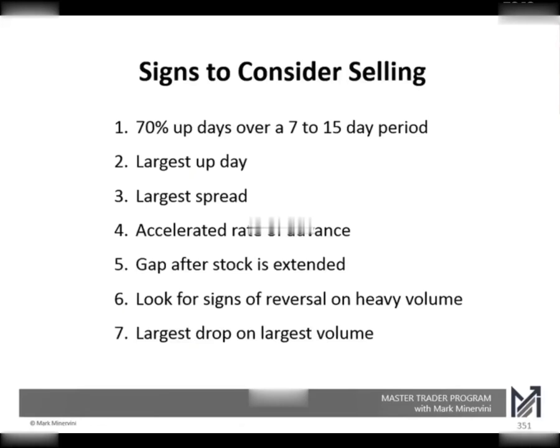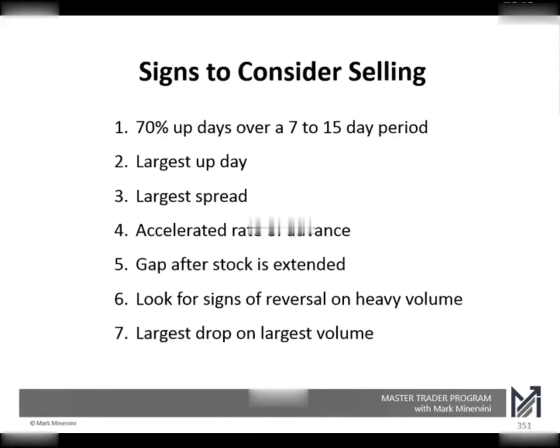Also, you might see gaps. You'll see gaps around that time. Sometimes you'll get 2 or 3 gaps, and you get exhaustion gaps. And then you also could look for signs. Now, these are signs to look to sell into strength. So there's 2 ways you can sell. One is into strength, one is into weakness.